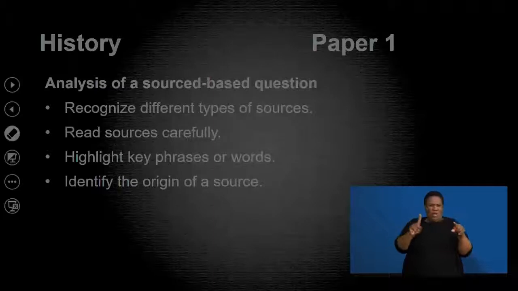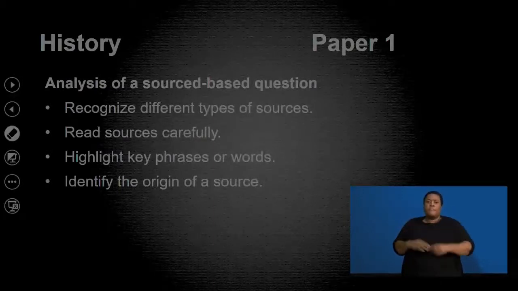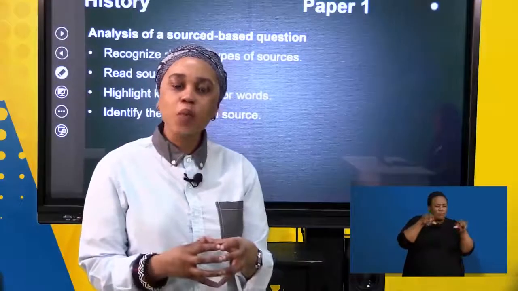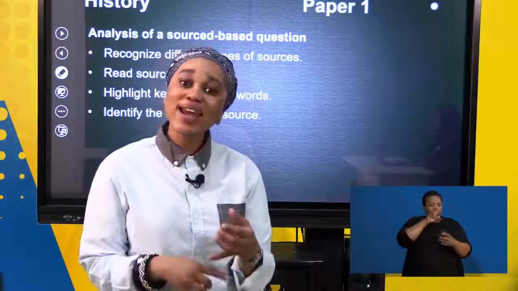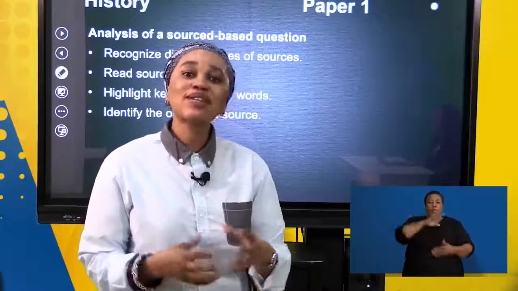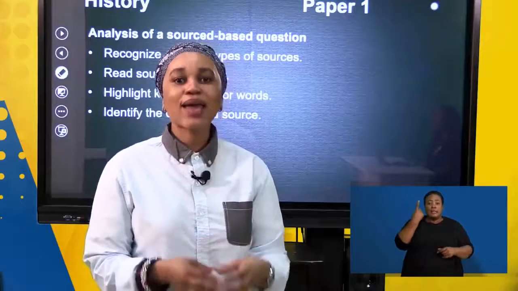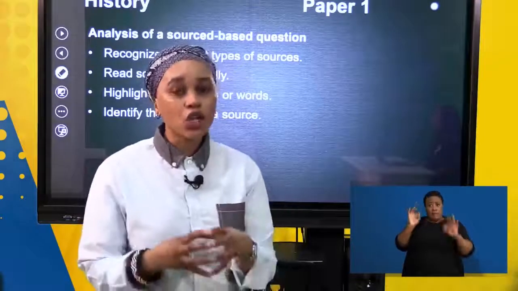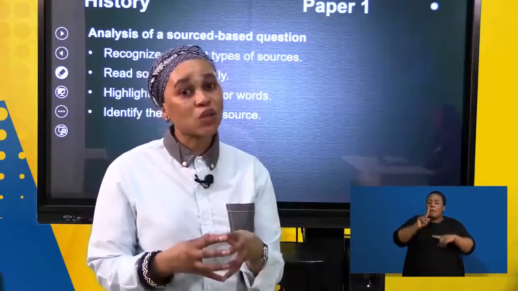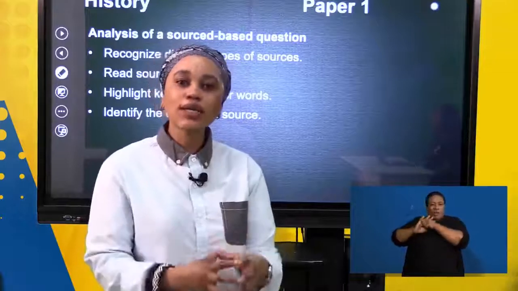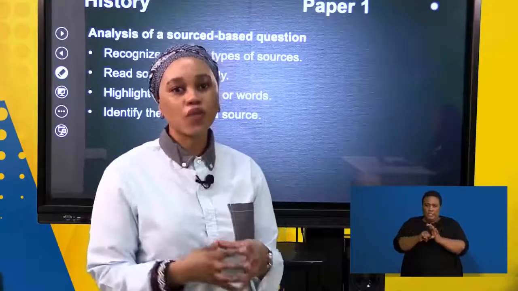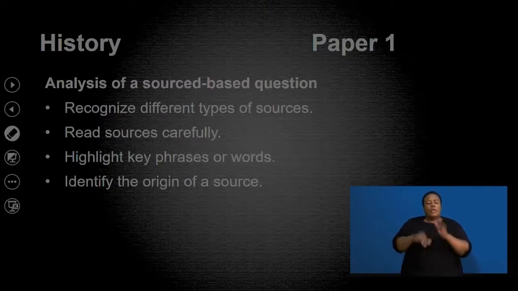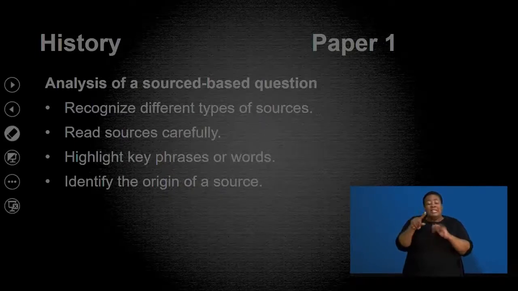Okay, and then the next thing is you have to read those sources carefully. As I said before, you have to understand them. Comprehension is very important because you will not be able to analyze and evaluate if you cannot even understand what the source is saying. Okay, and that understanding, again, as I said before, will be based on your prior knowledge as well. So studying is also very important so that you can read that source in context of what you already know about the event. And then you have to highlight the key phrases or key words. That is very important when you are reading a source.